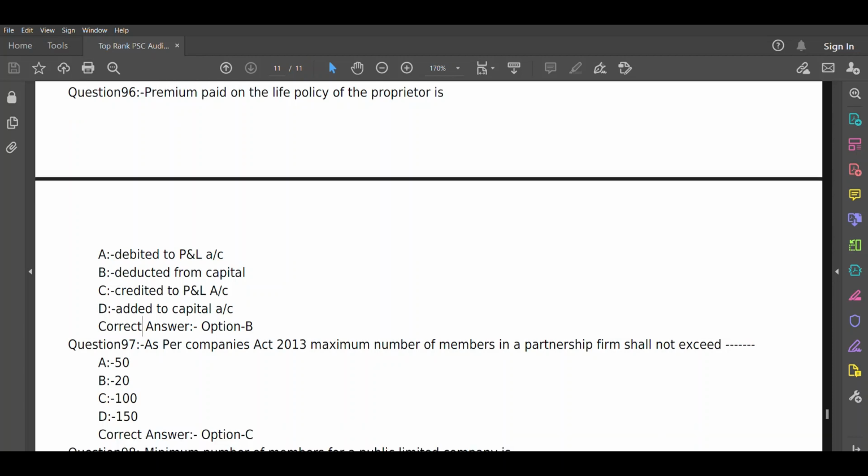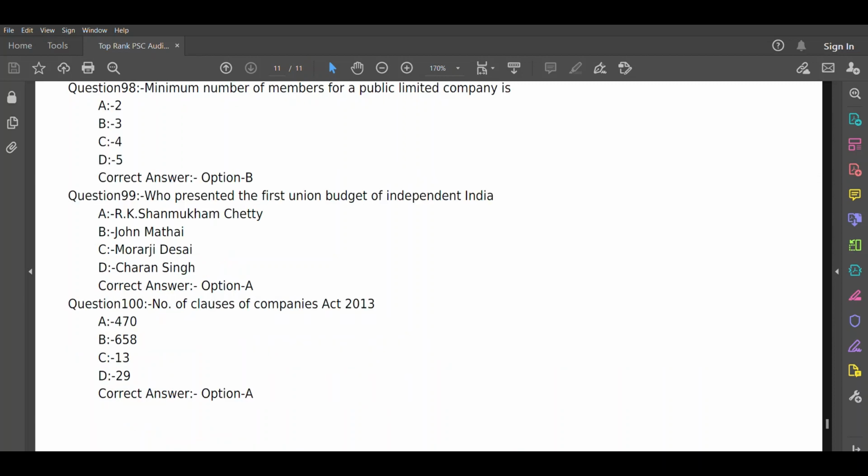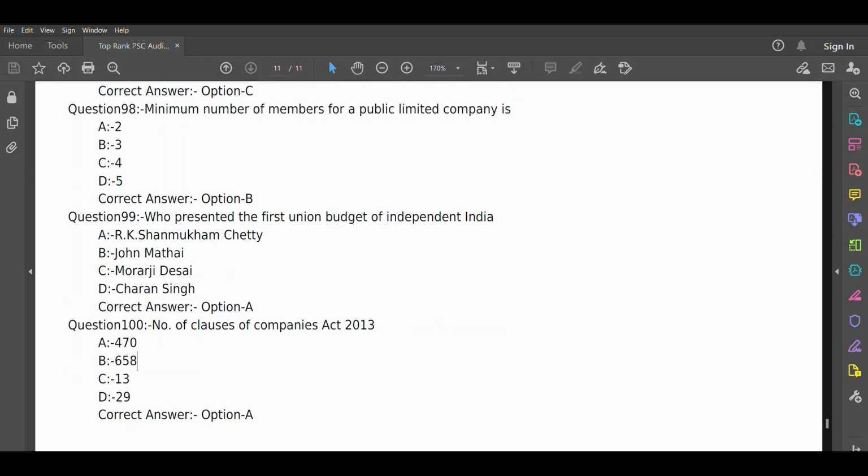As per Companies Act 2013, maximum number of members in a partnership firm shall not exceed 100. Minimum number of members for a public limited company is 3.